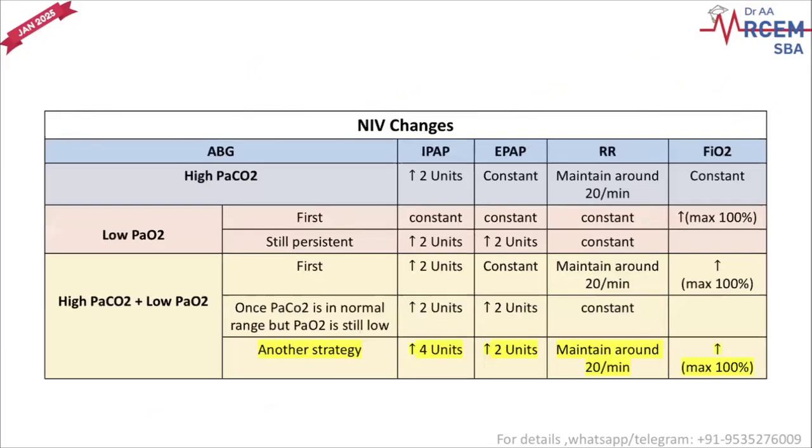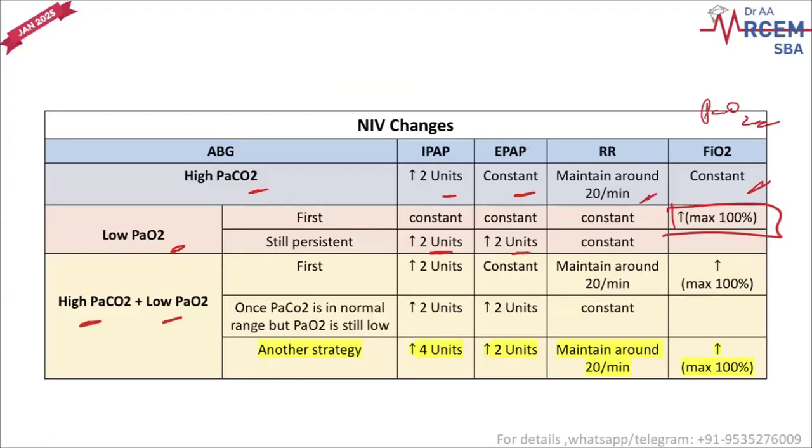To summarize the findings: if there are high PaCO2 values, increase IPAP by 2 units, keep EPAP constant, maintain respiratory rate around 20, and keep FiO2 constant because it mainly deals with PaO2 values. If there are low PaO2 values, first increase the FiO2 to 100%. If low PaO2 values persist, then increase both IPAP and EPAP equally.